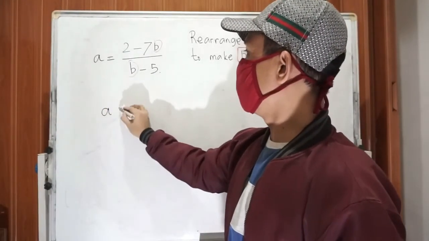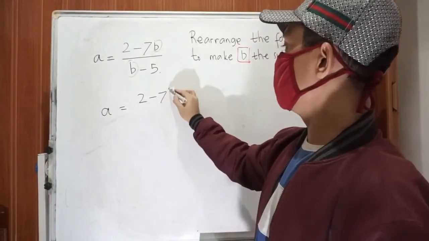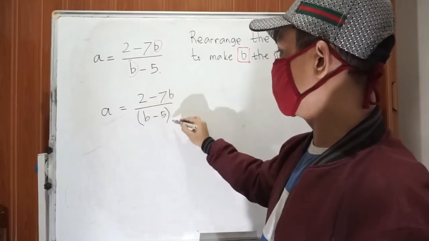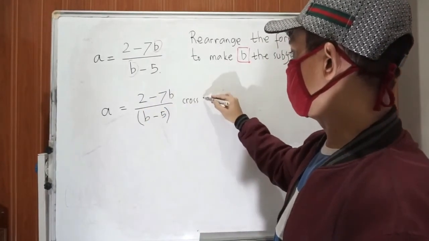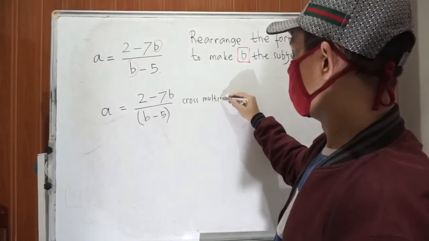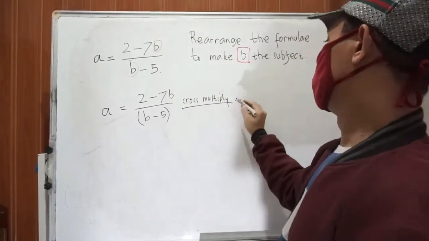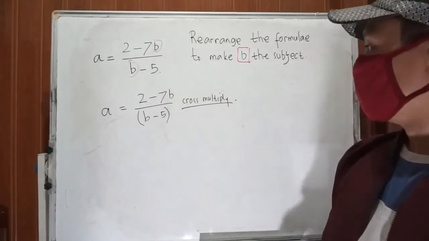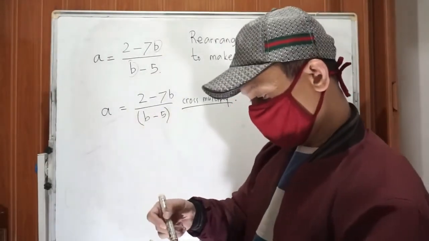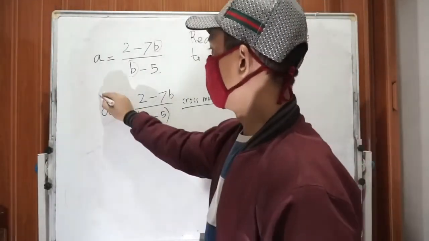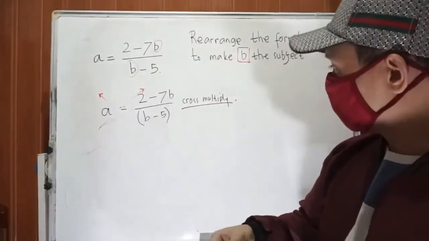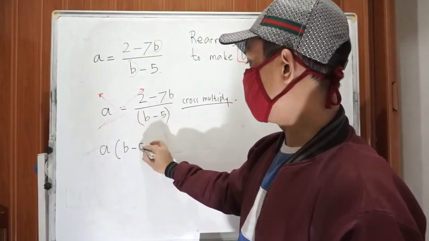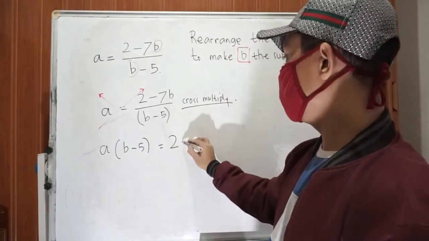So A equal to minus 7B over B minus 5. Don't forget to put the bracket. Cross multiply. The cross multiplication is here and here. So A times (B minus 5), the bracket, equal to minus 7B.